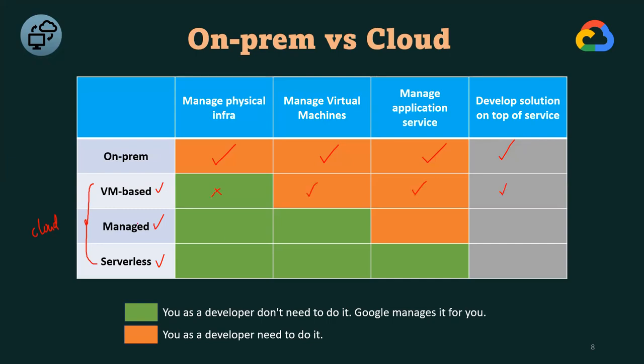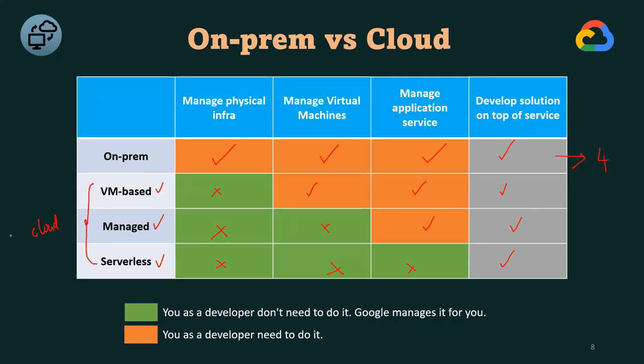If you are working in managed services, you don't need to worry about these two things, but you have to manage these two things. When you are working in serverless, you don't need to worry about these three things. You have to manage this thing. This particular diagram I will also tell you in our next session. But for now, in on-premises, you have to manage all the things. You have to manage all the four things.